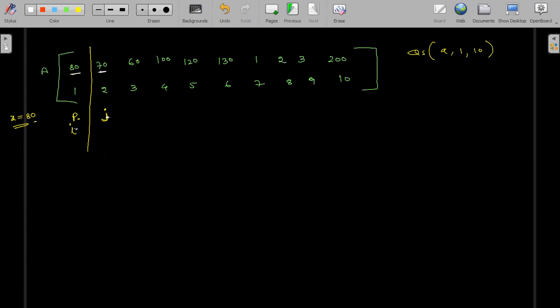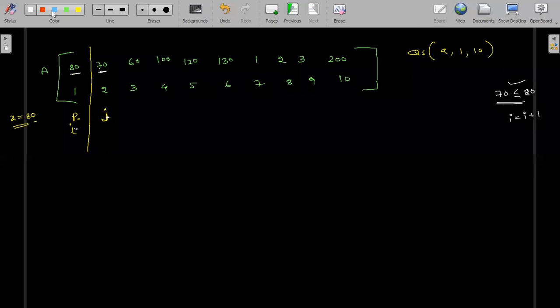Now, observe here, 70 is less than or equal to 80. This is actually true. So what do we have to do? I is equal to I plus 1. Tell me where I is currently pointing. I will come to here, yes or not? Again, what is the I right now? Everybody observe, what is the I right now?